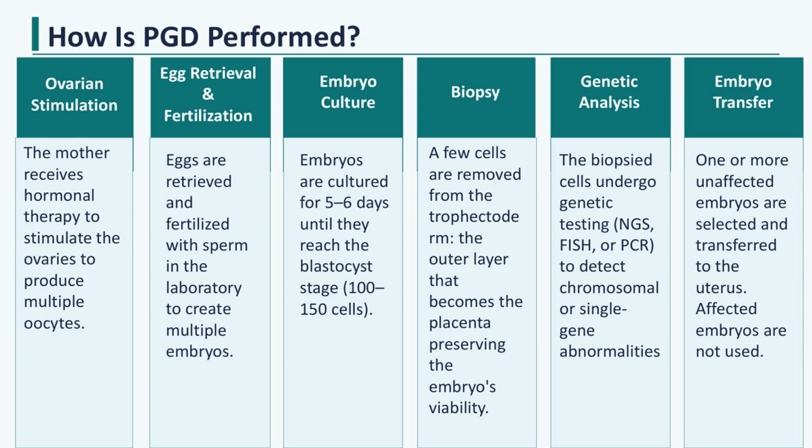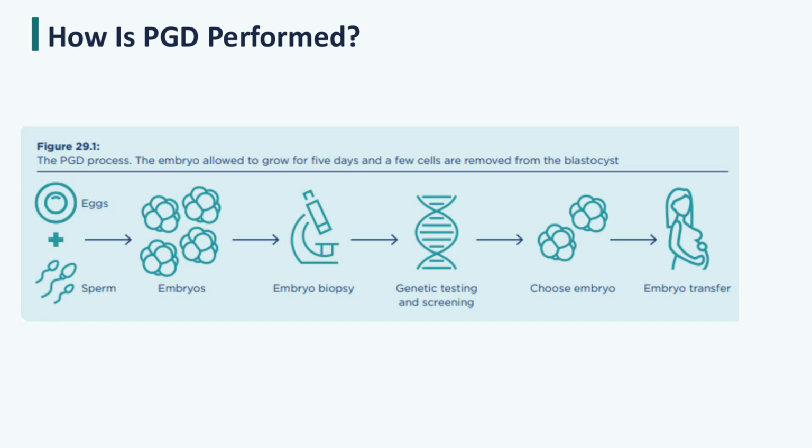The PGD process involves several steps, from ovarian stimulation to embryo transfer, ensuring thorough genetic analysis. This diagram illustrates the PGD process, from egg retrieval to embryo transfer, highlighting each critical step.